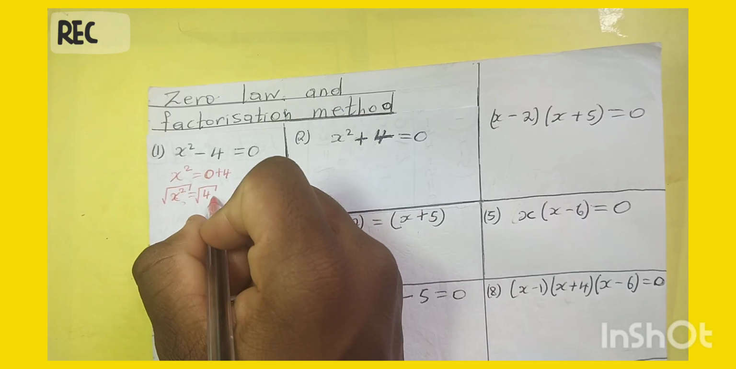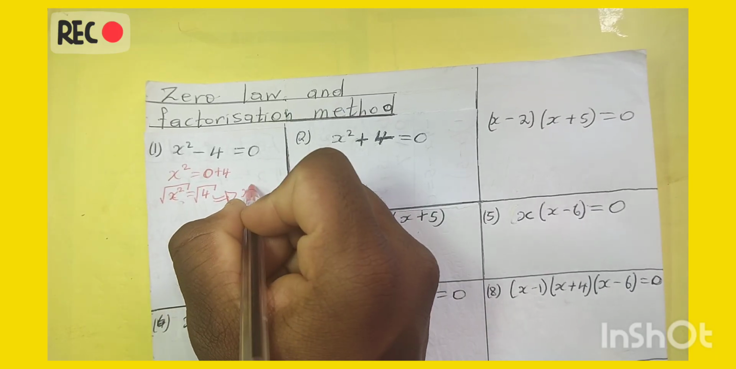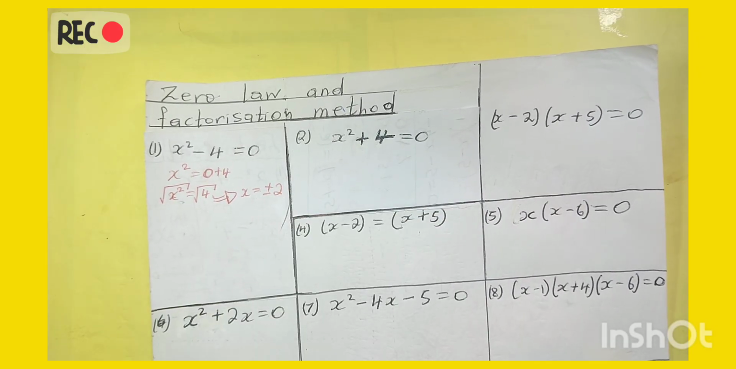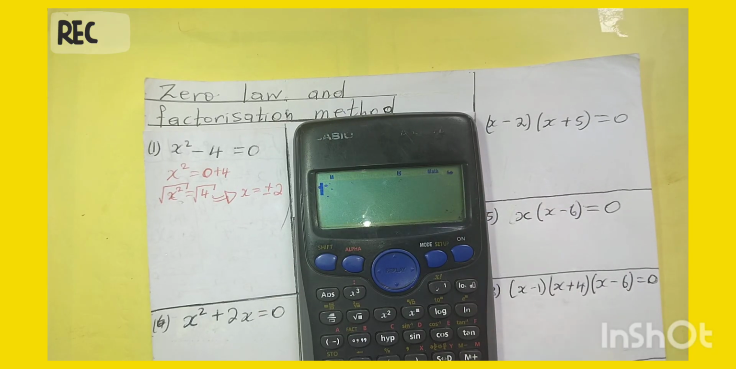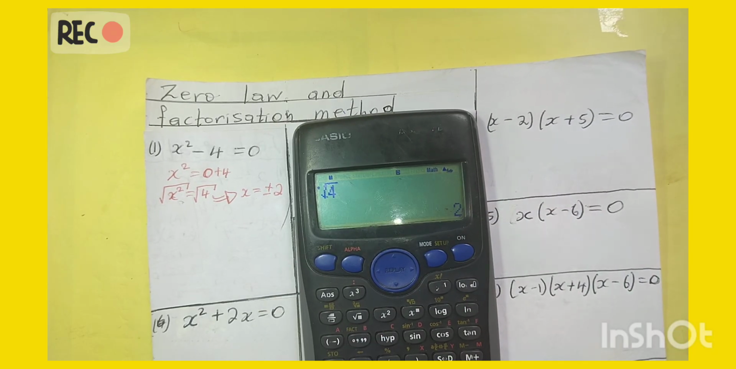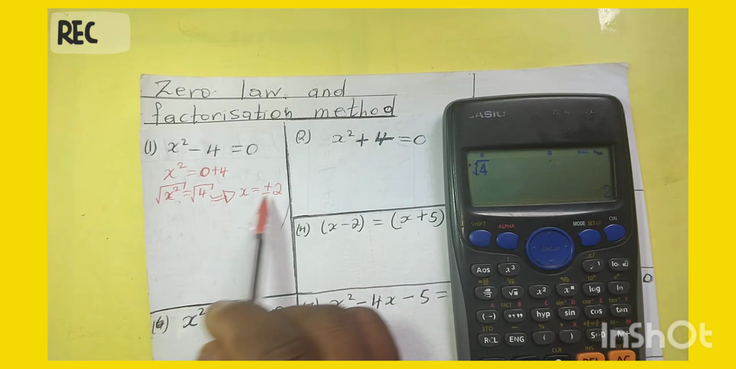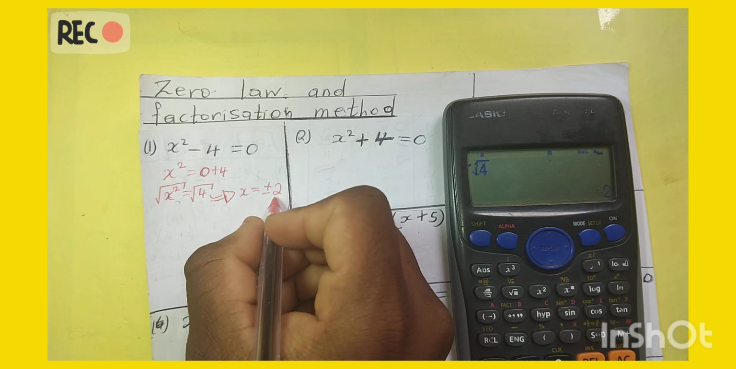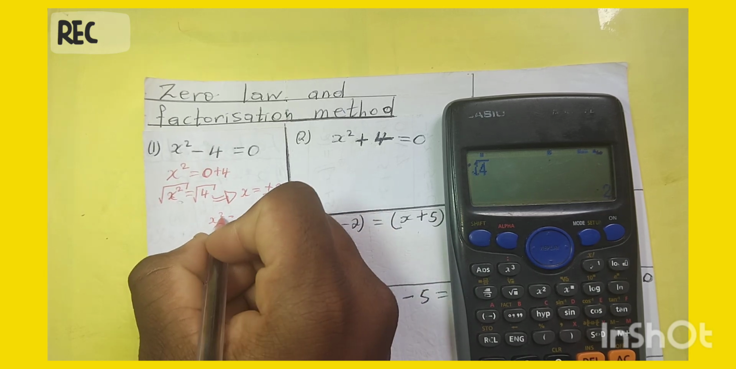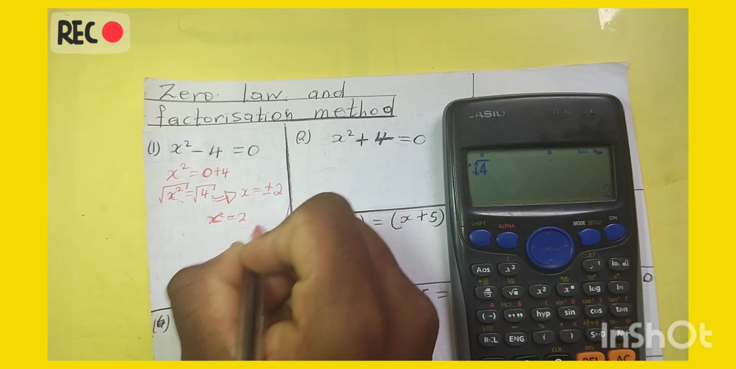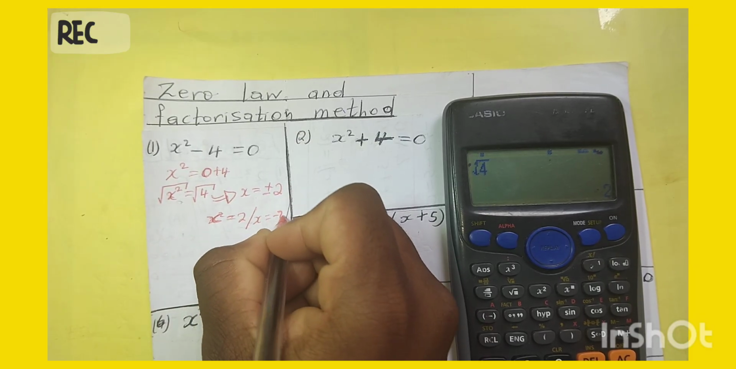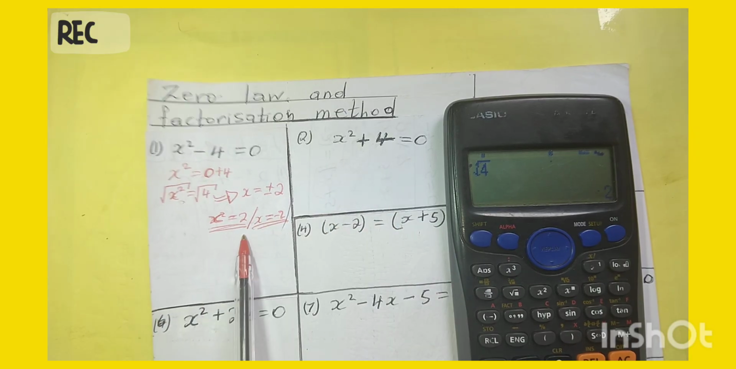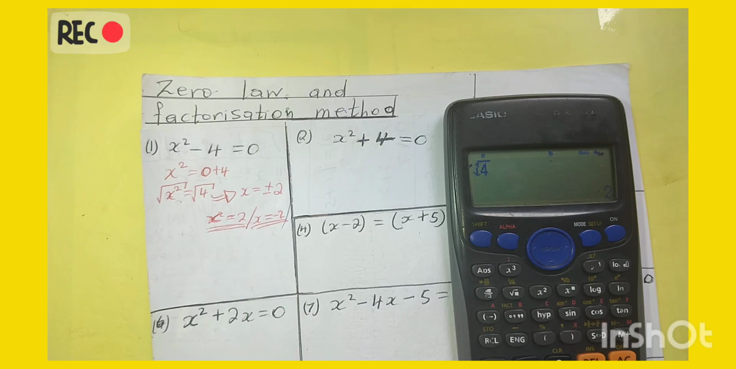And now my final answer for this question will be x equals plus or minus 2. Even though your calculator will only give you one answer, the square root of 4 gives you 2. But be aware that when you take a square root, you get 2 answers, plus or minus 2. So in other words, I can write this in 2 ways, like this or like this. These are the 2 answers that I got.